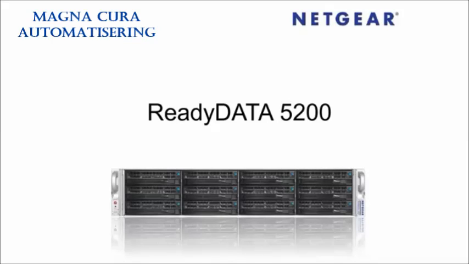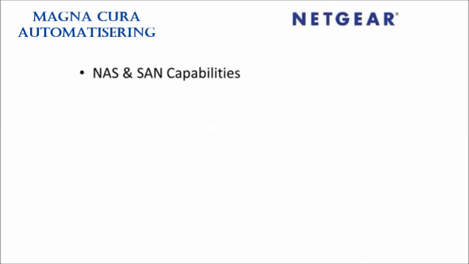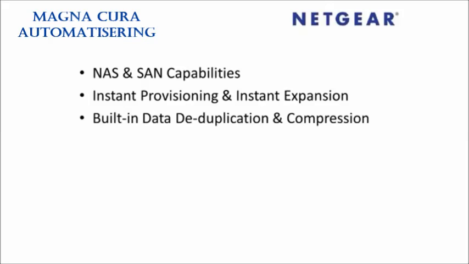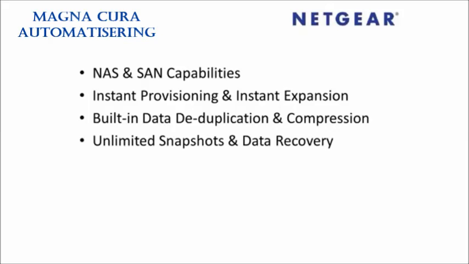The following demo will showcase some of Netgear Ready Data's simple-to-use enterprise features, including our easy-to-deploy NAS and SAN capabilities, instant provisioning and instant expansion, which allows you to provision and expand storage in seconds, not hours, with no impact to users. Built-in data deduplication and compression to save vast amounts of storage. Unlimited snapshots and data recovery built into every system for granular protection. And finally, a simple user interface to manage all of these features. Now, let's begin.